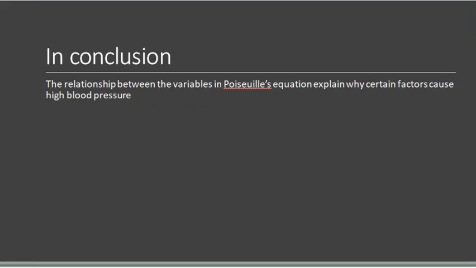So in conclusion, the relationship between the variables in Poiseuille's equation explains why certain factors cause high blood pressure.